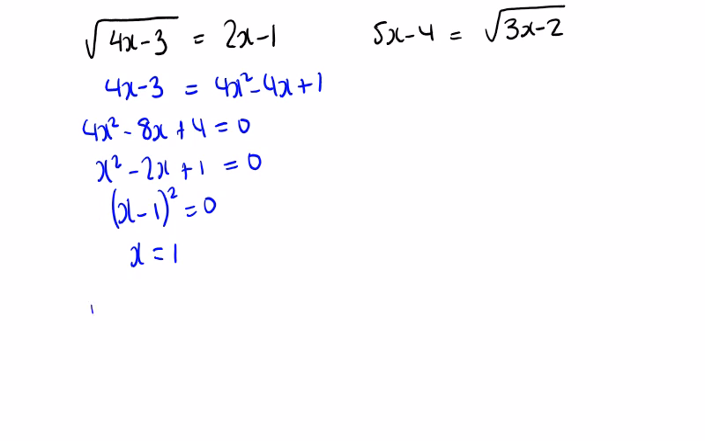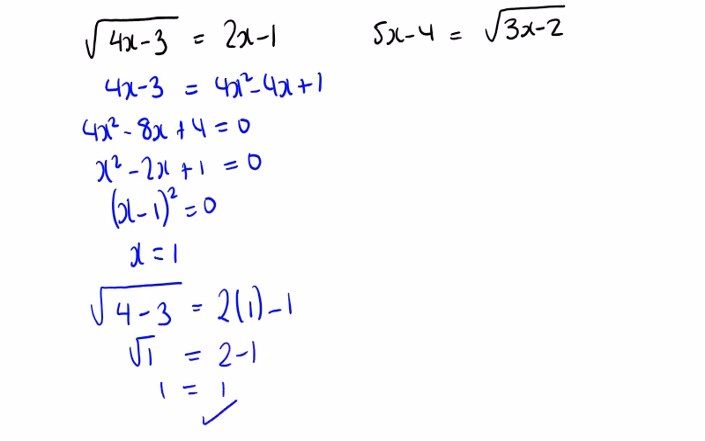Let's check. Square root of 4 times 1 minus 3. Square root of 4 minus 3, is that equal to 2 times 1 minus 1? Square root of 1 equals 2 minus 1. 1 equals 1. So in fact, it does work.